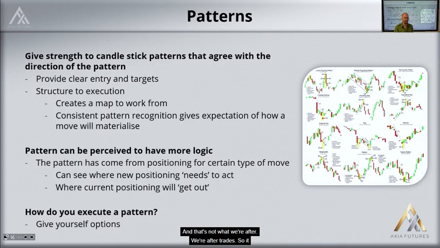And that's not what we're after. We're after trades. So it provides you this ability to say, right, I'm going to get in here, I'm going to get out here. So you've got this kind of map to work from. What it also helps you do, because you don't have to trade every pattern to the letter of the theory, is trade a pattern in terms of giving yourself a directional bias. And we'll talk about the prioritization of patterns as well.